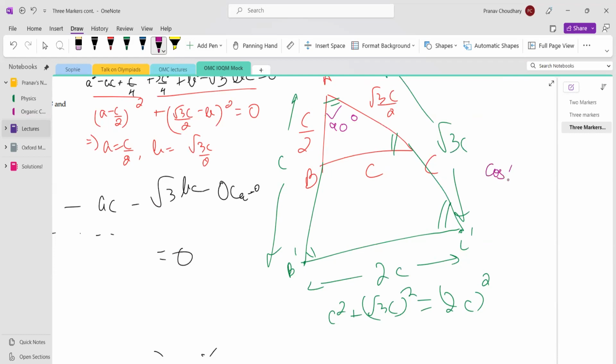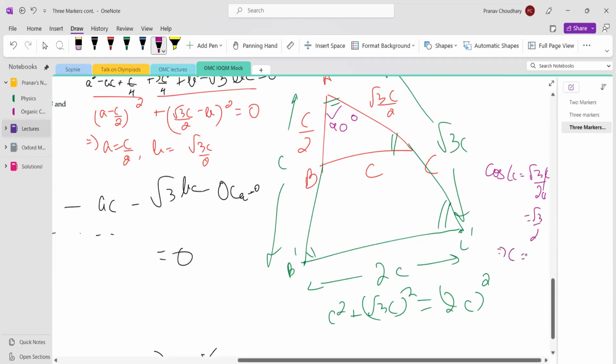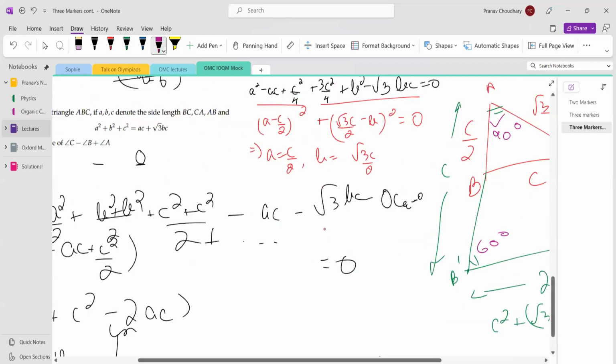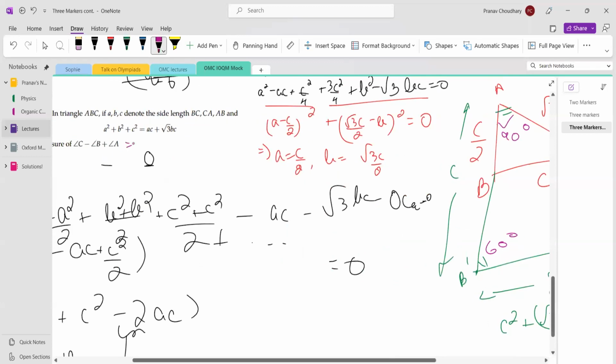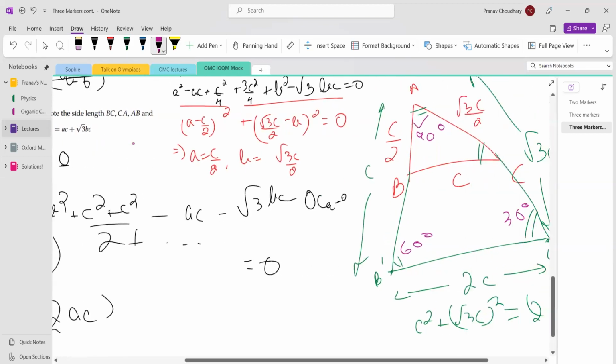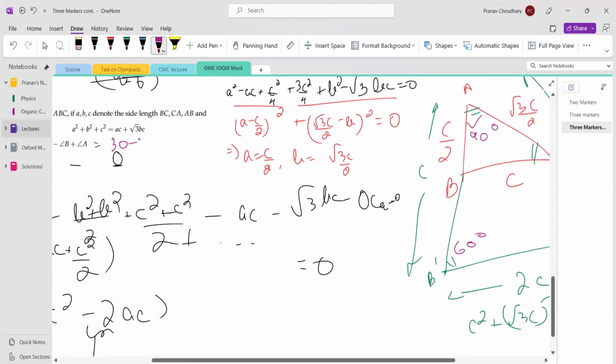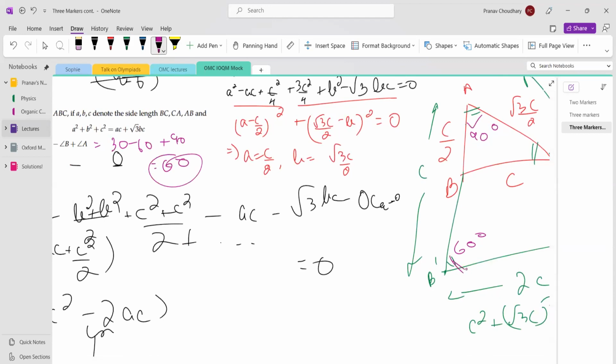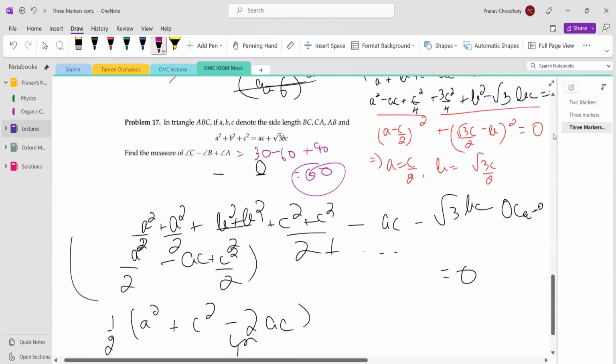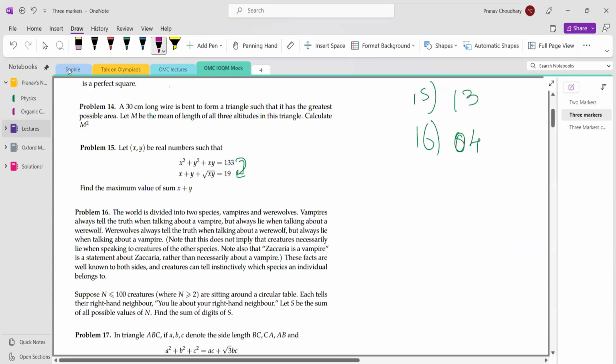And you can take cosine of angle C as root 3c upon 2c, which is root 3 by 2, which implies C is 30 degrees. So this is 30 degrees and this is 60 degrees. What do we have to find? C minus B plus A. I just wanted to make the answer look slightly scarier with the subtraction, and not just ask directly. So this is 30 minus 60 plus 90, which is 60. I could have just asked for angle B, the answer would be the same. It does not matter. So the answer is 60.